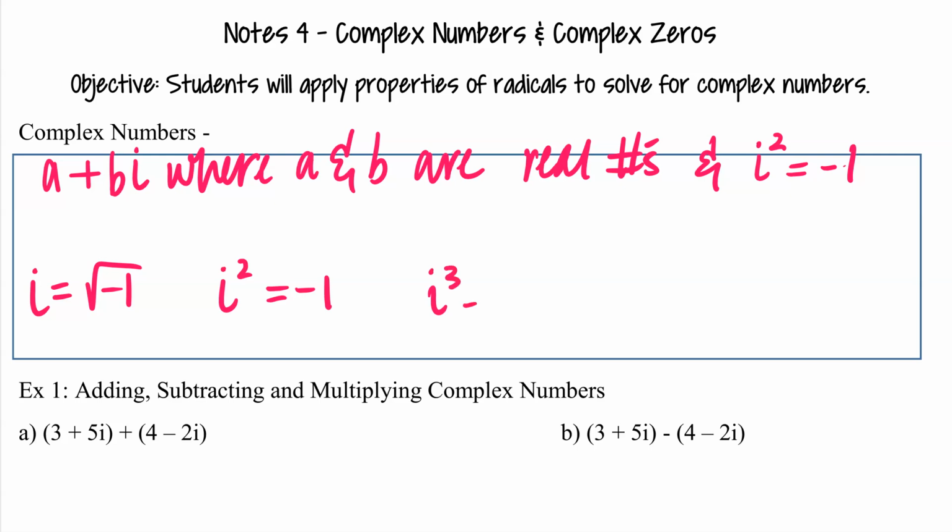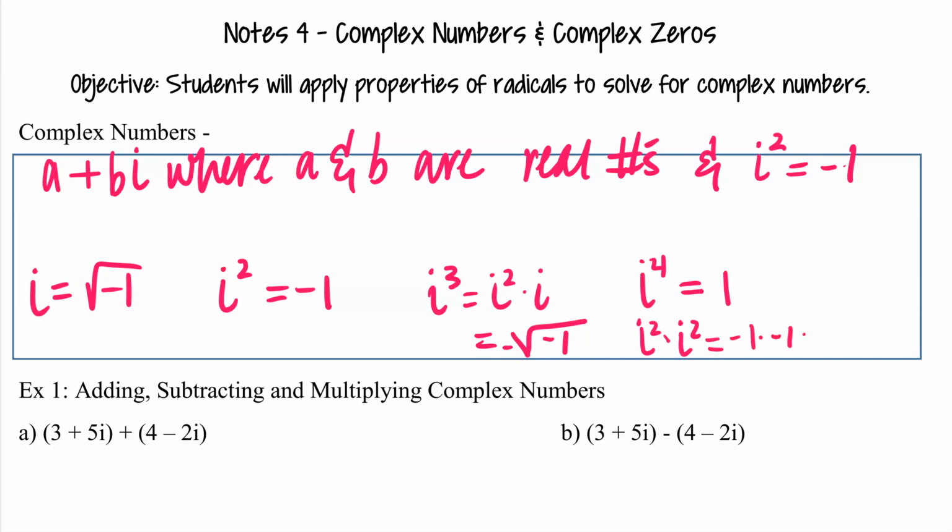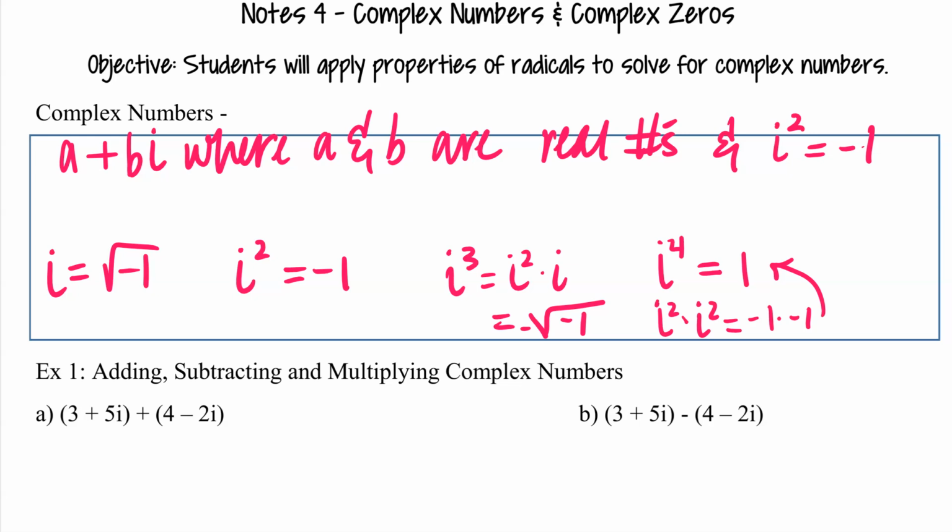i cubed, which is really i squared times i, is equal to the negative root of -1. And then i to the 4th is just a +1. And it's a cycle like that. If you remember, i to the 4th is i squared times i squared, so something squared times something squared. This is -1 times -1, which is why you get the positive. So it's cyclical like that. We'll talk about how to solve problems where you have to do that.